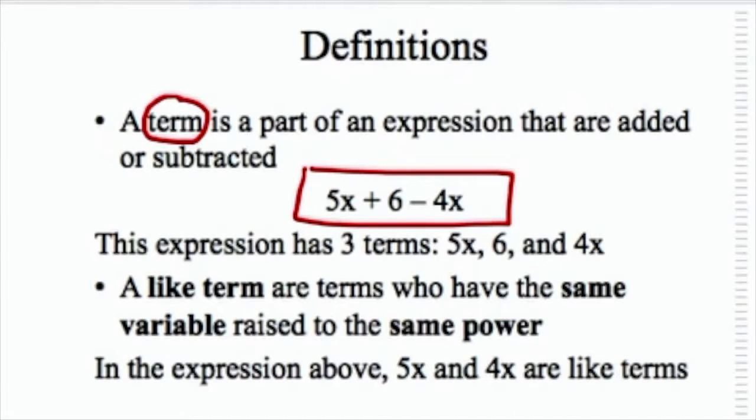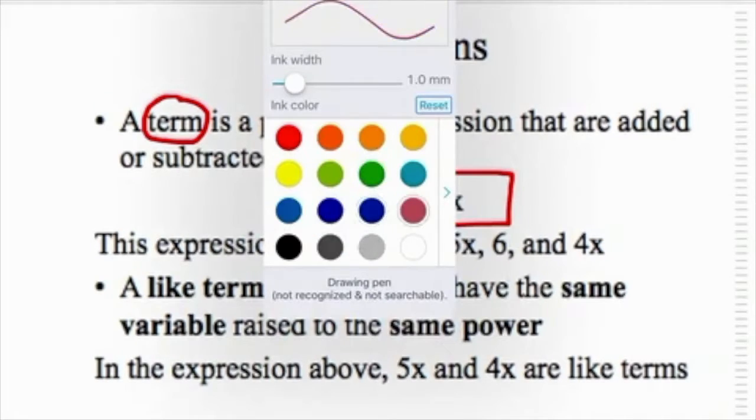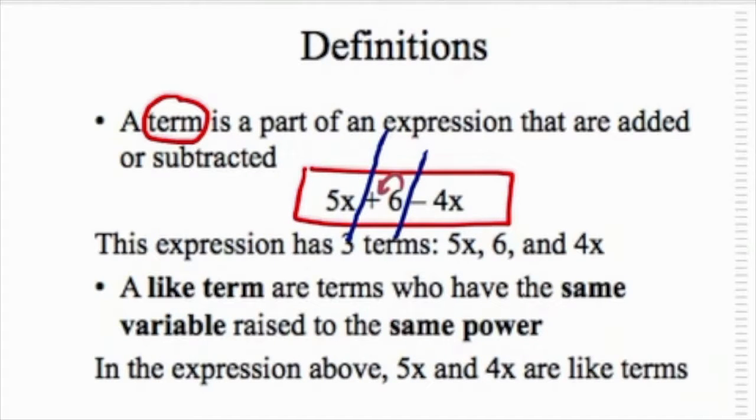Because I see a plus between the 5x and the 6, I'm going to put a line going right through it like this. Because there's a minus sign in between the 6 and the 4x, I want to put a line, once again, right through it. I always try to make sure that the operation is in front of the number. And now you can see why this is a 3-term problem. This is your first term, second term, and third term. Like terms are terms that have the same letter. So in this case, because the 5x and the negative 4x have the same letter, they're like terms.